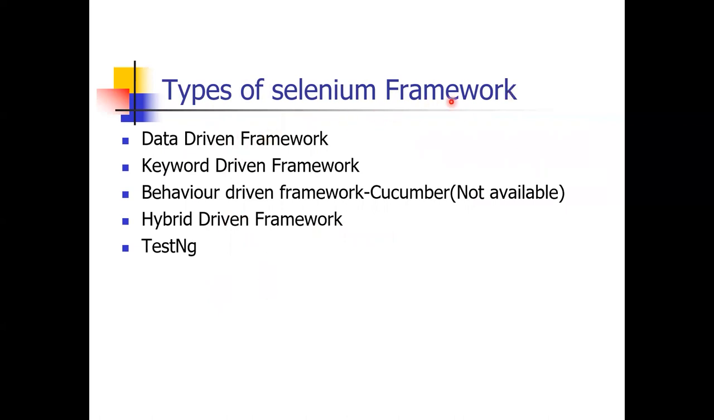These are the types of Selenium framework: data-driven framework, keyword-driven framework, behavior-driven framework, hybrid-driven framework, and TestNG, test next generation framework. Among these, the behavior-driven framework is driven by Cucumber software. Data-driven framework means the framework is driven by data, it deals with the data. If the framework is driven by keywords, then it's called a keyword-driven framework. If it is driven by behavior, then it's the behavior-driven framework. A combination of data-driven framework plus keyword-driven framework is called hybrid-driven. TestNG is the test next generation framework.